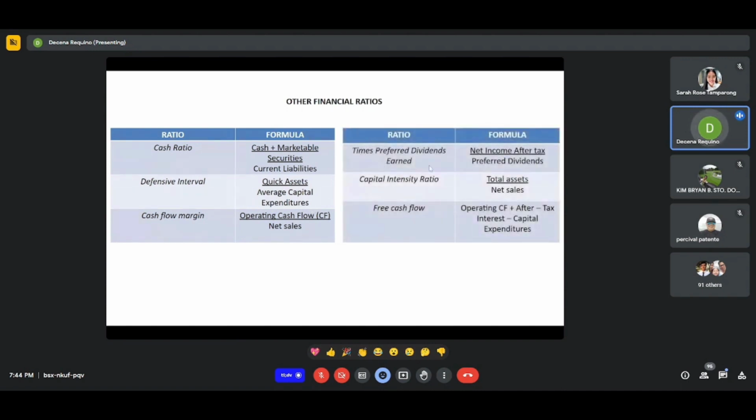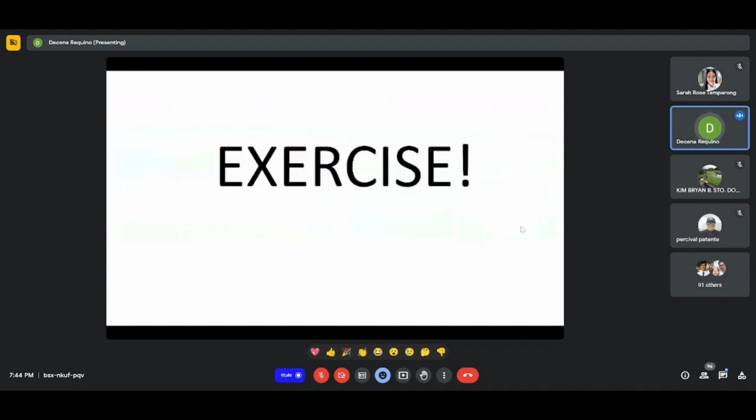Times preferred dividends earned, ang formula niya, net income after tax divided by preferred dividends. Sa capital intensity ratio naman, total assets divided by net sales. Sa free cash flow, operating cash flow plus after tax interest less capital expenditure. So, ito yung sample para makompute yung mga ratio. Yung mga financial ratio.